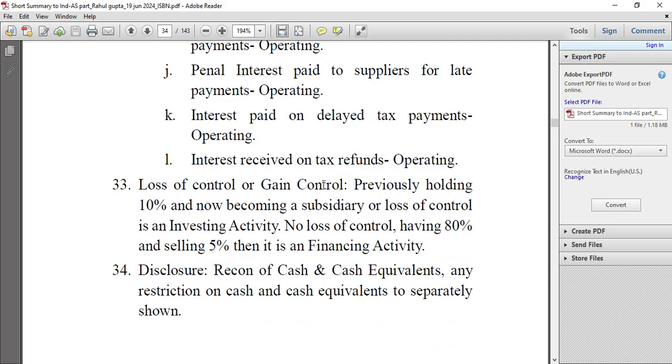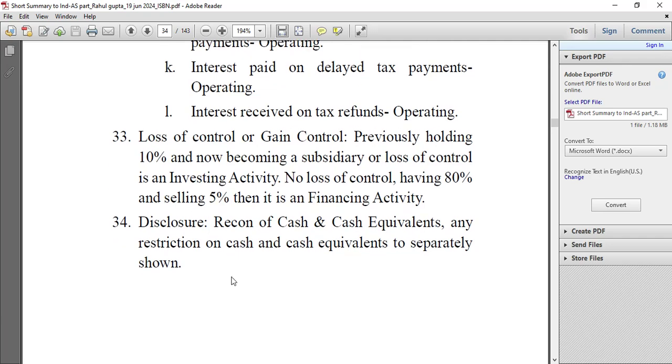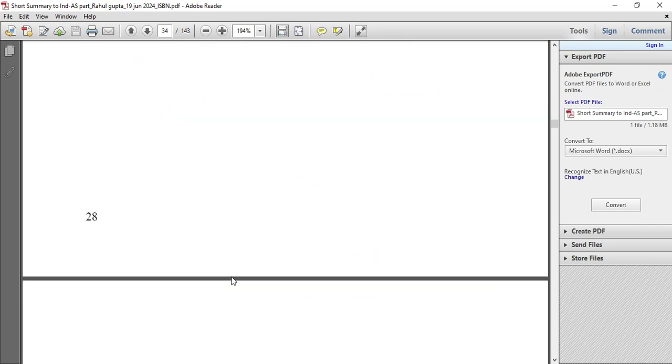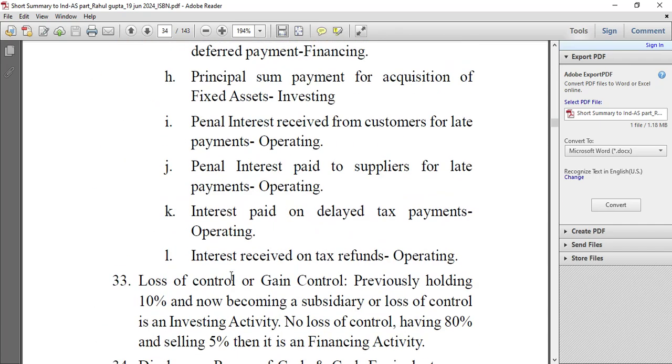Loss of control or gain of control. Previously holding 10% and now becoming a subsidiary, or loss of control, is an investing activity. No loss of control, having 80% and selling 5%, then it is a financing activity. Disclosure: reconciliation of cash and cash equivalents; any restriction on cash and cash equivalents to be separately shown. This brings us to the end of cash flow statement.